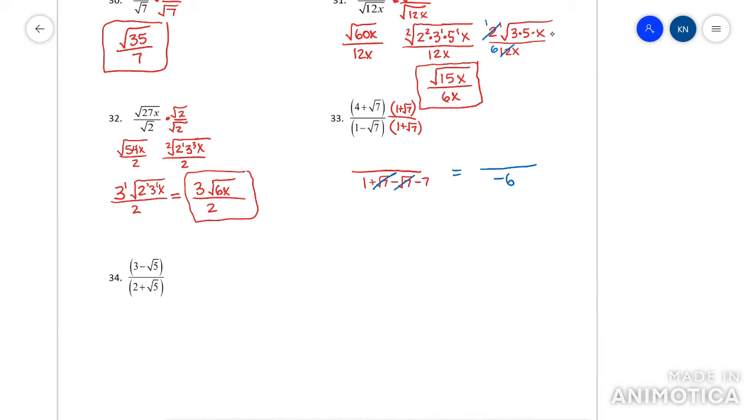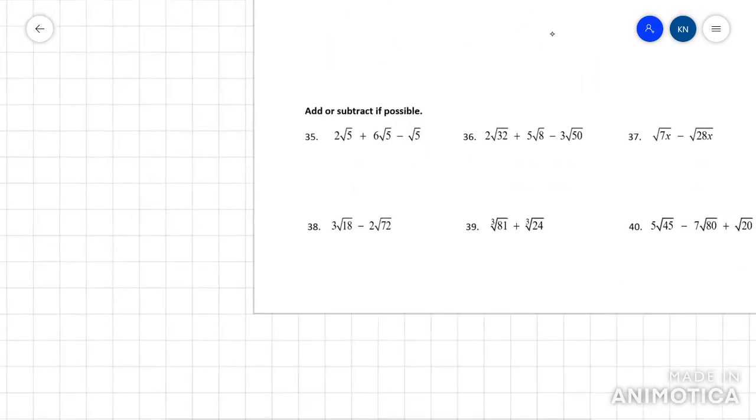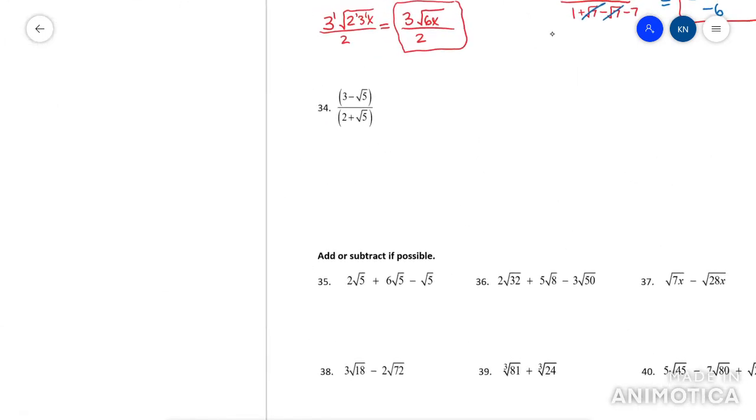If you FOIL it out, you'll get 4 plus 4 root 7 plus 1 root 7 plus 7. So 4 plus 7 makes 11. 4 root 7 plus 1 root 7 makes 5 root 7. This would be my answer. And I thought that was the last one. Okay, it's not. This next one, same thing.